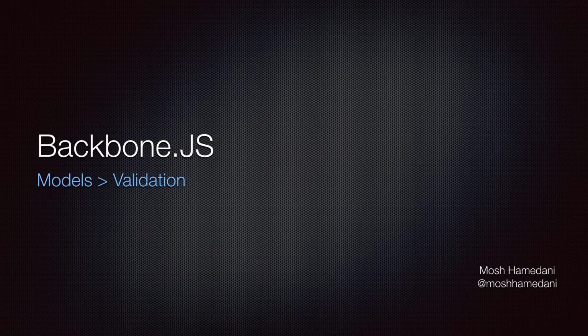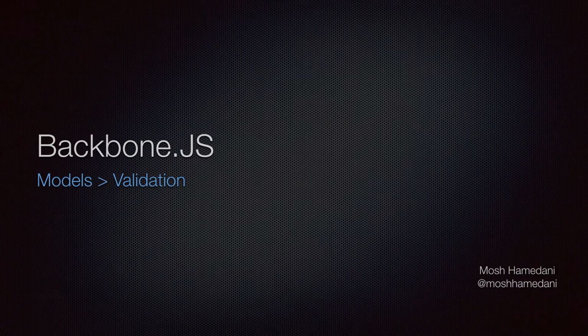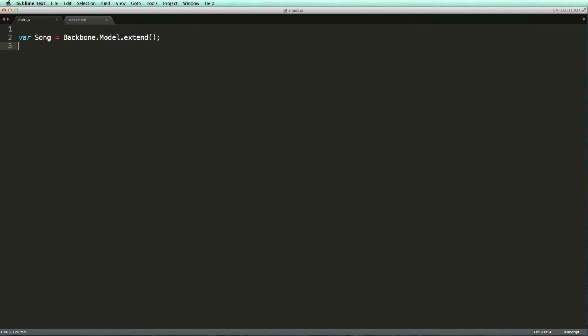In the last lecture, you learned how to work with model attributes. Now let's see how we can validate them. Here I've got a simple model called Song. Let's say that every song needs to have a title, otherwise it's considered invalid. To implement this, we need to implement the validate method in our model.